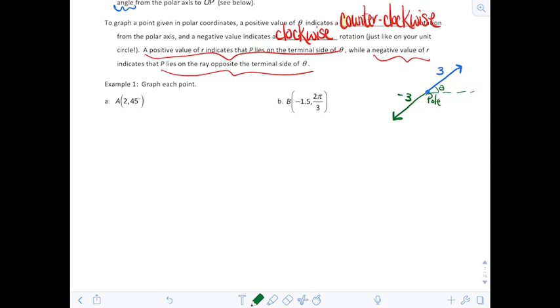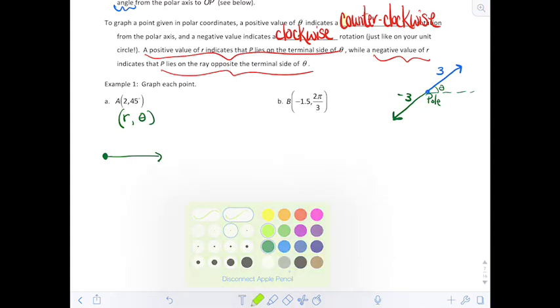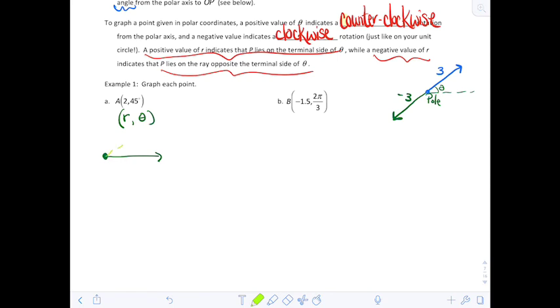So let's look at some examples. We're going to graph point A. A is the point 2, 45 degrees. So 2 is my r value, 45 is my theta value. As I think about the pole, which is like my origin in rectangular coordinates, and the polar axis, like the positive x-axis, what I'm going to do is rotate 45 degrees, which would be like that.